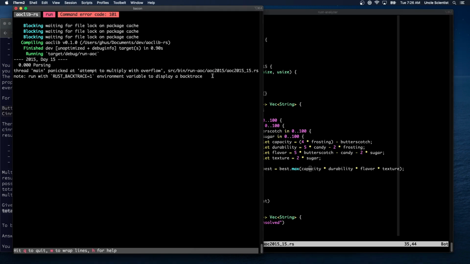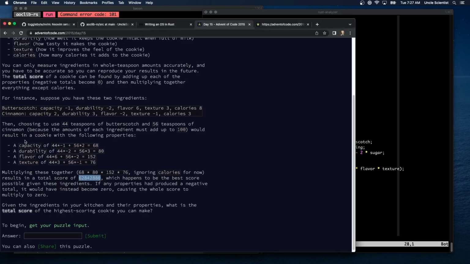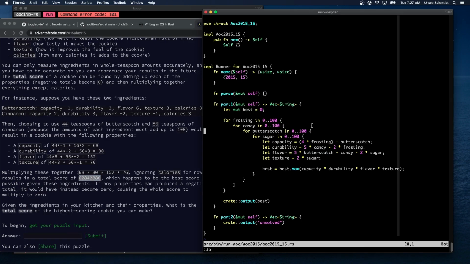What line did that happen on? Line 35. Oh, right. I forgot. We have to have a maximum of 100. We can't go to 100 on each one of these ingredients. Oh, and the other thing was negative totals become 0. Okay, so we have to do those 2 things.